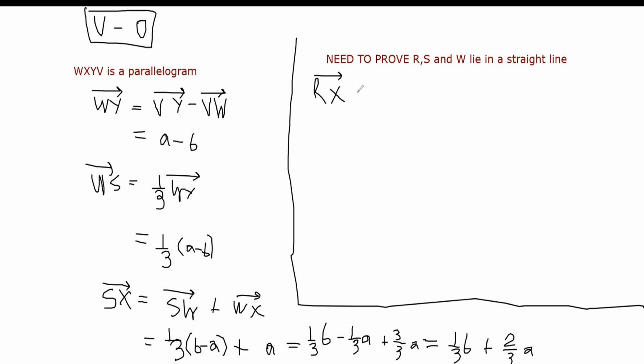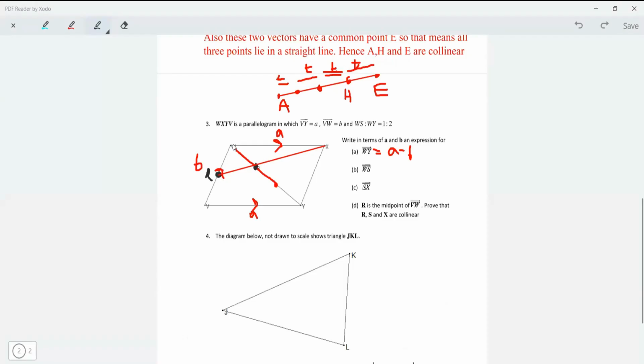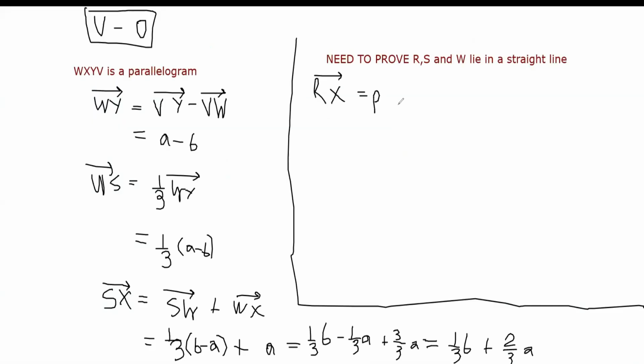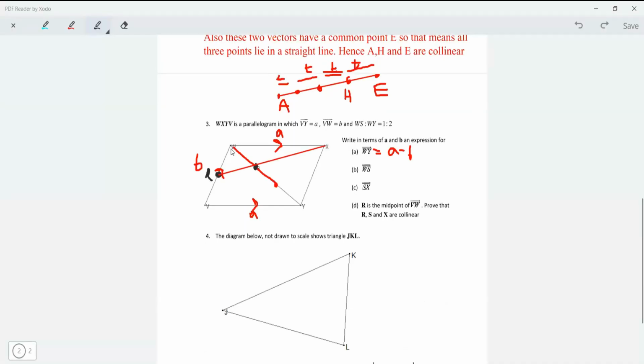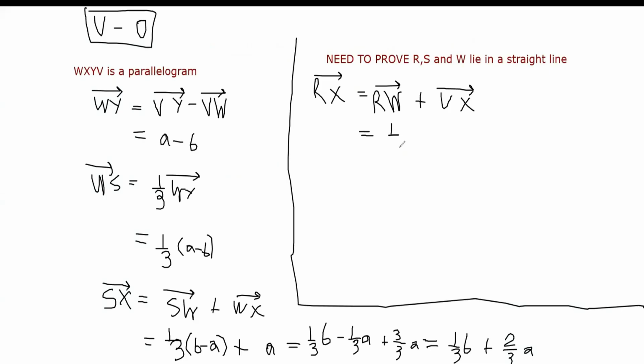To go from R to X, we can go from R to W, then from W to X. I always mispronounce V and W, it's so confusing. So RX is R to W plus W to X. Now you might ask, what is R to W? Look, R is the midpoint of VW. So to go from R to W is just a half of B. So this is going to be a half of B.